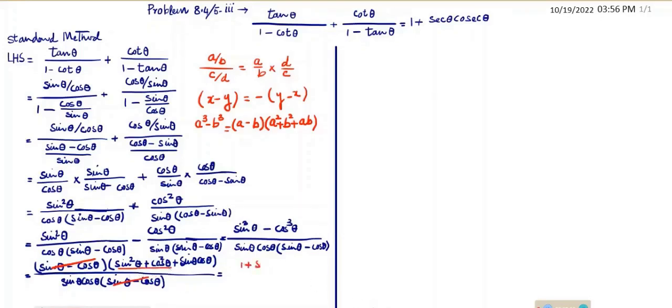Replacing sin square theta plus cos square theta by 1 in the expression, we get 1 plus sin theta cos theta in the numerator and sin theta cos theta in the denominator. Separating the two parts of the numerator, we get 1 over sin theta cos theta plus sin theta cos theta divided by sin theta cos theta, which is equal to 1. We also know that reciprocal of cos theta is sec theta and that of sin theta is cosec theta.